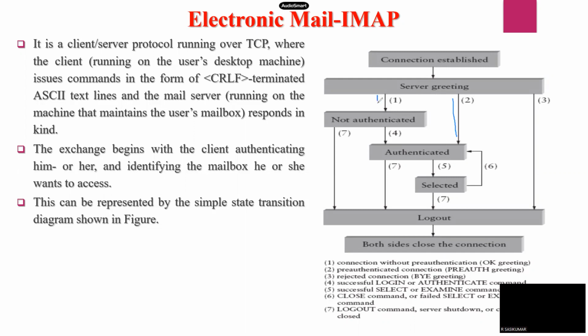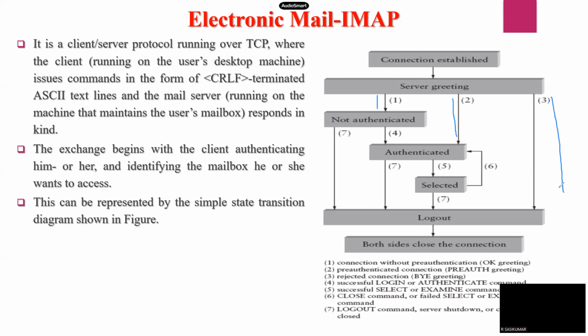The first step is to check whether that user is authenticated or not. If not authenticated, the server asks the client to give the authentication message. If it is an authenticated client, then the control moves on to the authenticated state. The third step: if it is an intruder, then the connection will automatically be rejected.